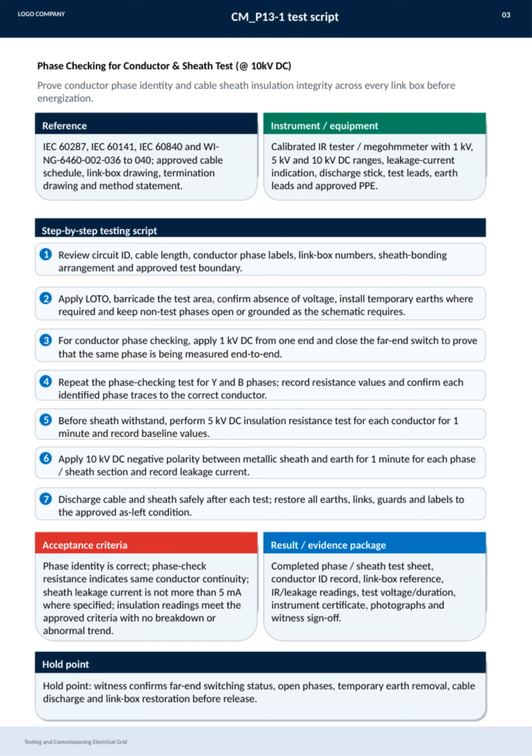Acceptance criteria include correct phase identity, consistent phase check resistance confirming conductor continuity, sheath leakage current not exceeding 5 mA where specified, and insulation readings that meet approved standards without any breakdown or abnormal trend. The result package must include completed test sheets, conductor ID records, link box references, insulation resistance and leakage readings, test voltages and durations, instrument calibration certificates, photographs, and witness sign-offs. A critical hold point requires witness confirmation of far-end switching status, open phases, temporary earth removal, cable discharge, and restoration of link boxes before the system is released for the next phase.